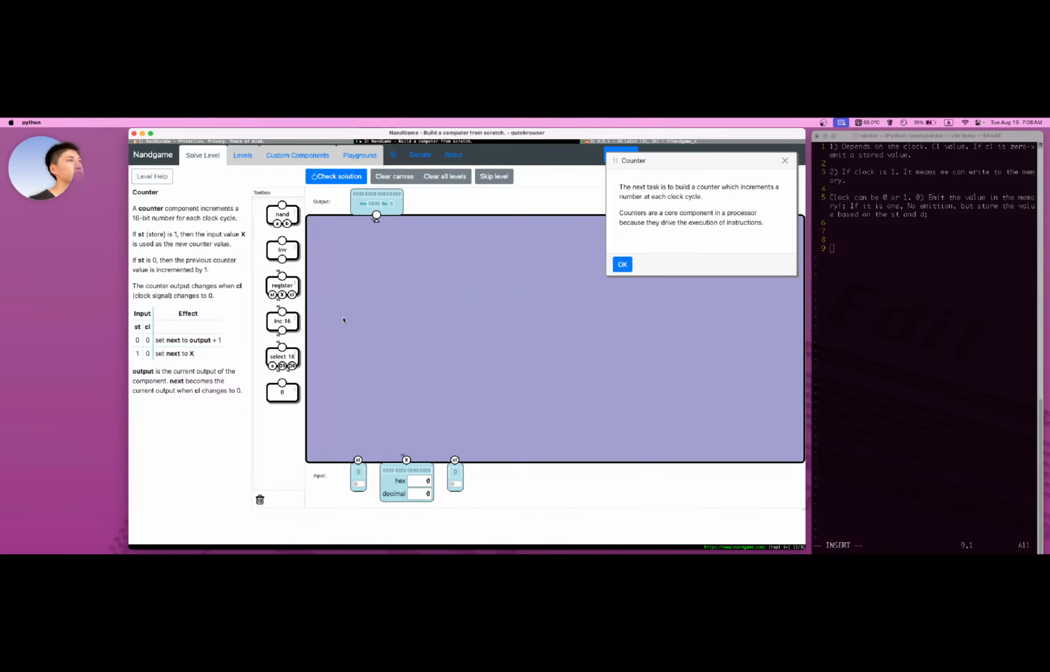Let's go to the next operation. Okay, counter. A counter component increments a 16-bit number. The next task is to build a counter which increments a number at each clock cycle. Counters drive the execution of instructions.